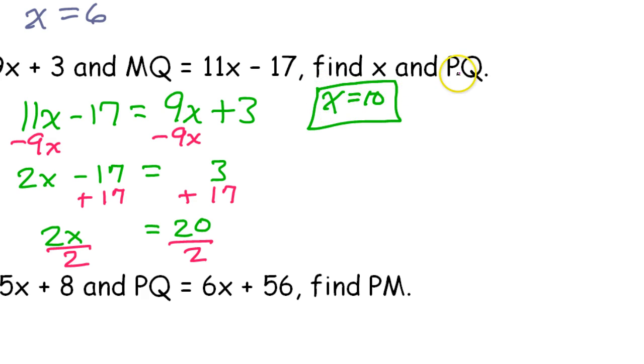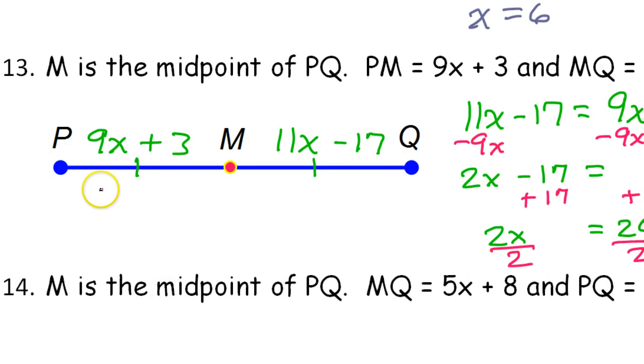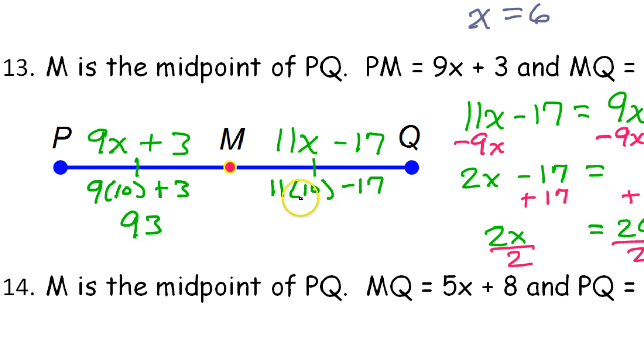Now I'm supposed to use that to find PQ. If x is 10, this is 9 times 10 plus 3, and this is 11 times 10 minus 17. Well, 9 times 10 is 90, plus 3 is 93. And this turns out to be 93 too. Yay.